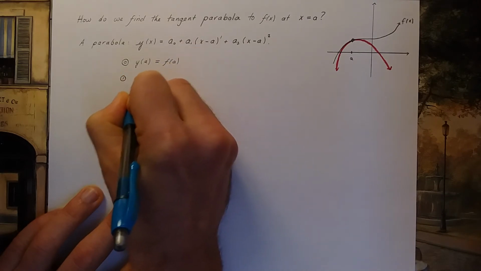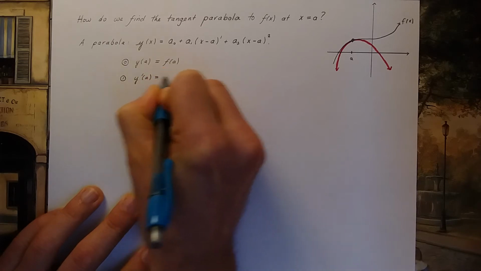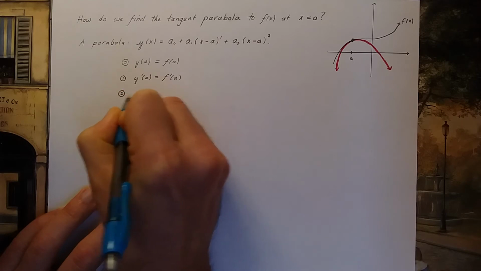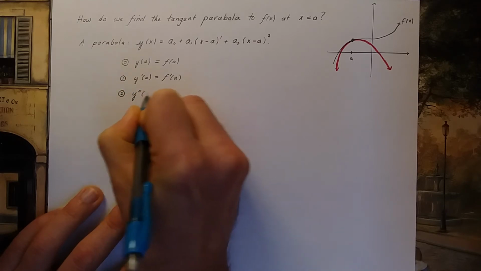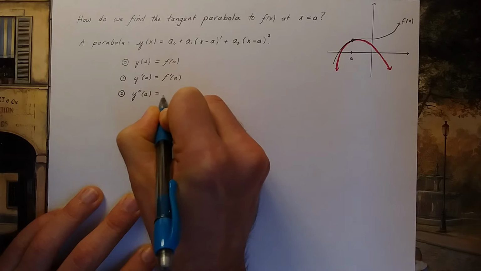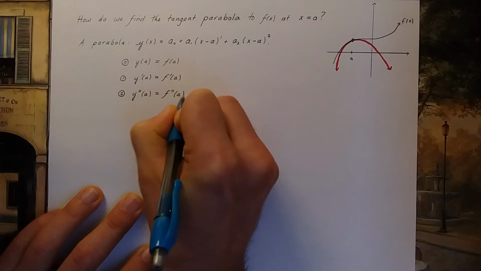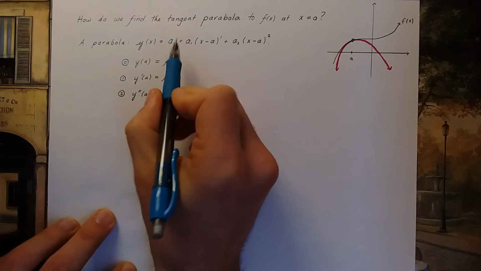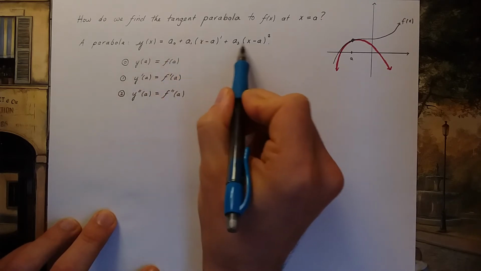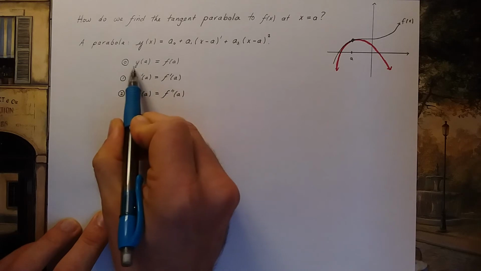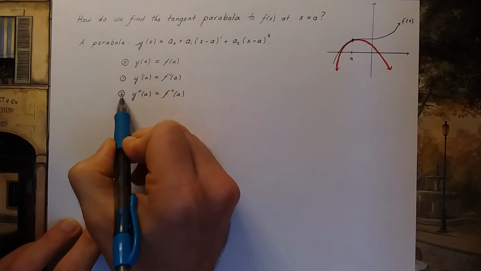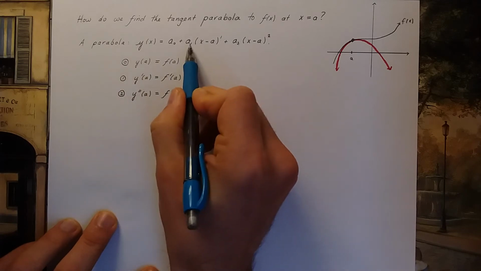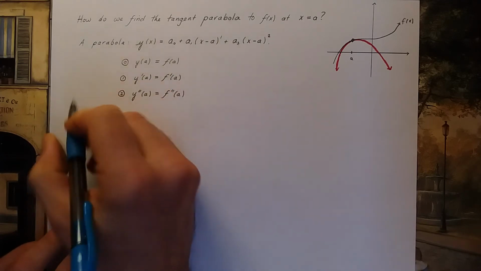The next condition: the derivatives have to match, just like the tangent line. But the new condition is condition 2. I'm going to also require that the second derivatives match at a, so they have the same concavity at a. We have three unknowns: a0, a1, and a2, and we have three equations: equation 0, 1, and 2. So equation 0 will help me find a0, equation 1 find a1, and equation 2 will find a2.